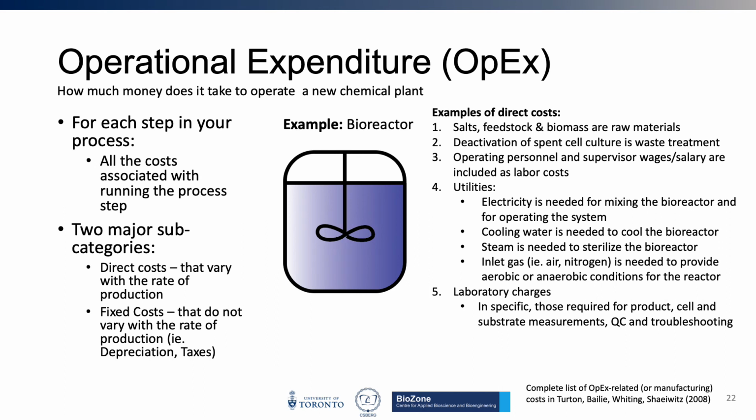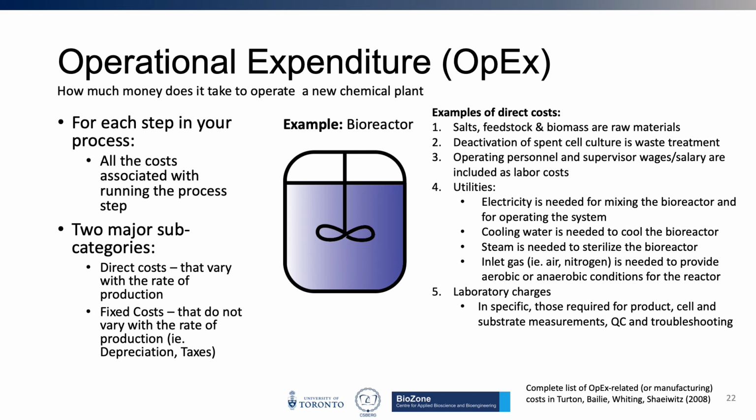So moving on to operational expenditure, or OpEx, you would figure that out by determining, for each step in your process, all the costs associated with running the process. There are two major subcategories for OpEx costs. There are direct costs, which vary with the rate of production, so the more units you produce, the higher your direct costs will be. And then there are fixed costs that do not vary with the rate of production at all. These are just depreciation of your equipment and the taxes that you need to operate your business in a certain location.